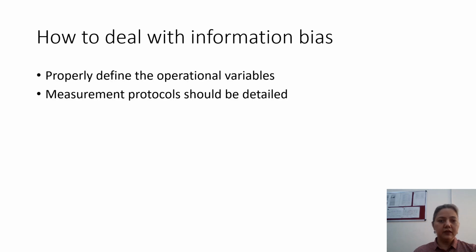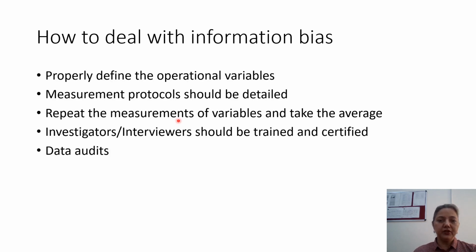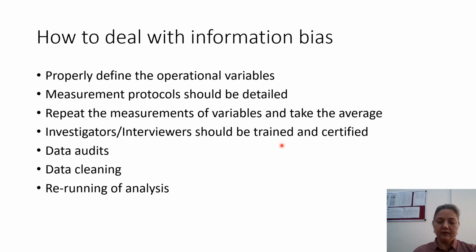Now, how to deal with it? We should properly define the operational variables, and the measurement protocols should be available in detail, so that while taking any variable there should be no confusion to the investigator. Similarly, we can go for repeated measurement of the key variables, and then take an average of the values. Similarly, for those involved in the study, their training and certification is a must. We can go for data audits, data cleaning, and we can rerun the analysis before we go for publication of the results to avoid any information bias.